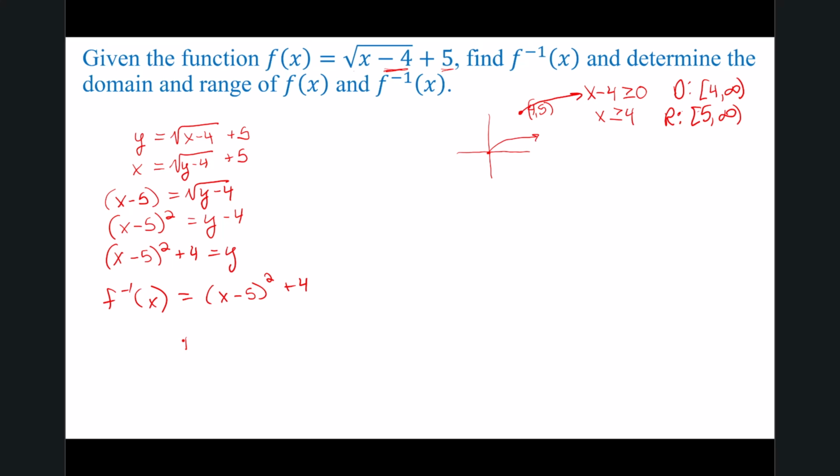Now if I look at the domain and range of the inverse function, our domain has to be 5 to infinity, and our range 4 to infinity, because I switched the domain and range when I found the inverse.